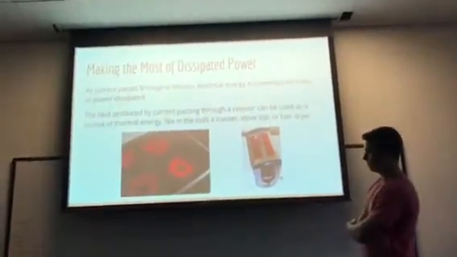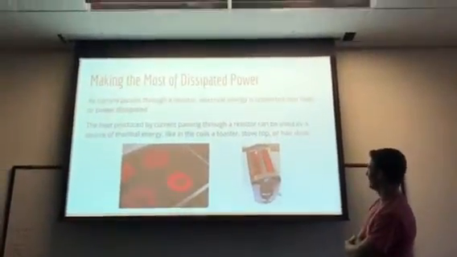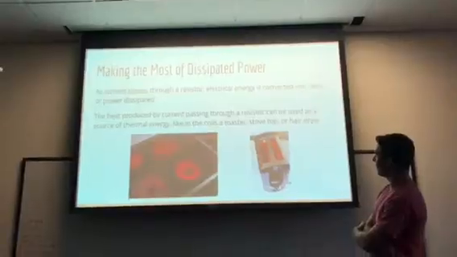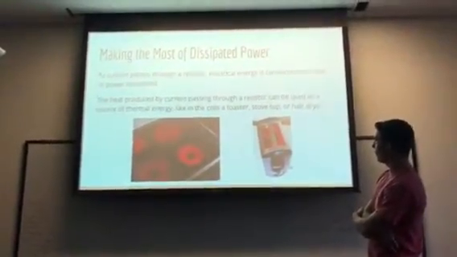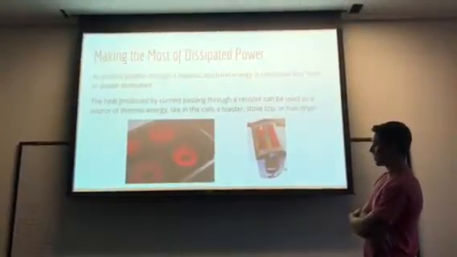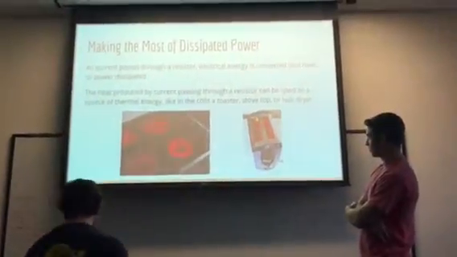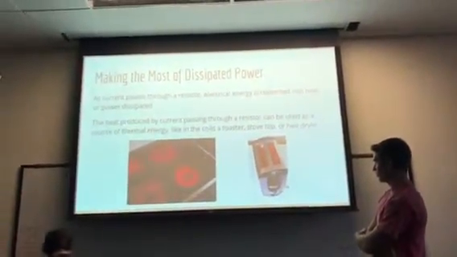To make the most of dissipated power, as current passes through a resistor, electrical energy is converted into heat and the power is dissipated. The heat produced by the current passing through the resistor can be used as a source of thermal energy, like in the coils of a toaster, stovetop, or hairdryer.